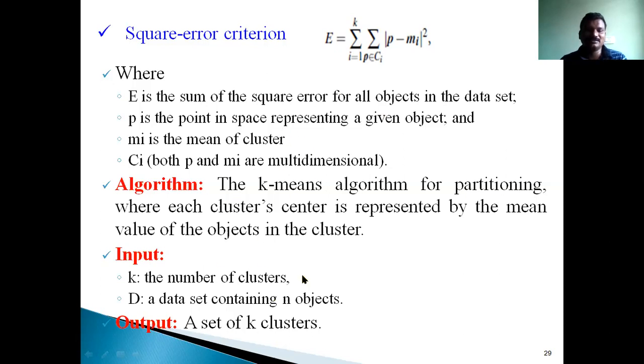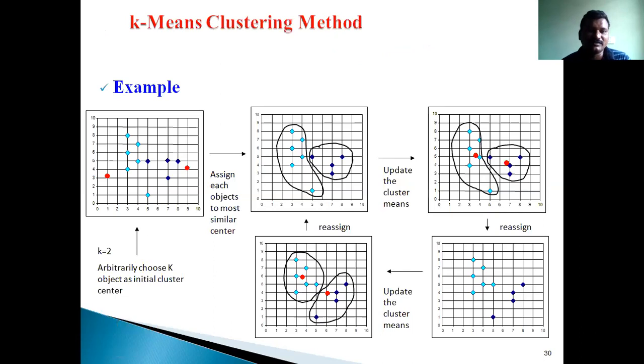The algorithm, what are the inputs for this algorithm? That means the number of clusters and then the data set. Two inputs are there: the number of clusters. What about the output here? K different clusters. Form the K different clusters.